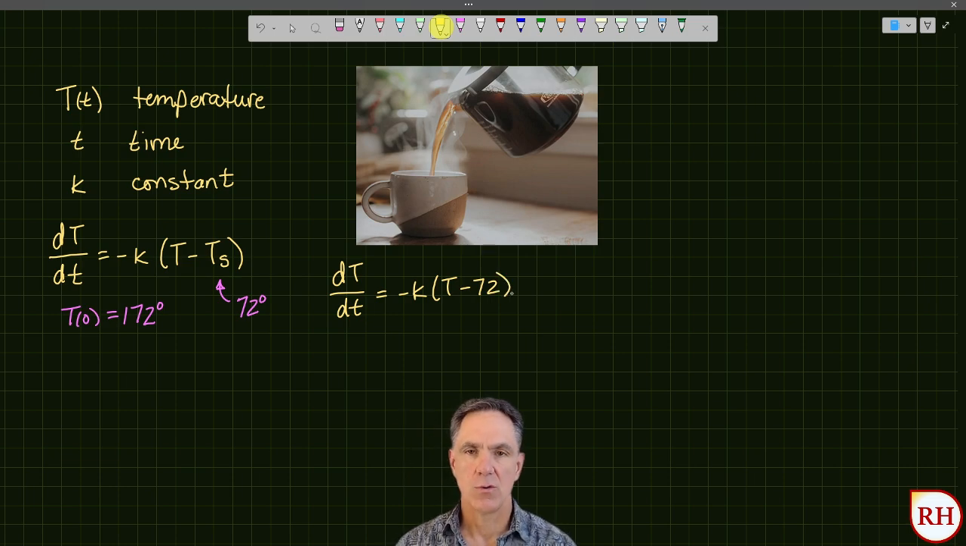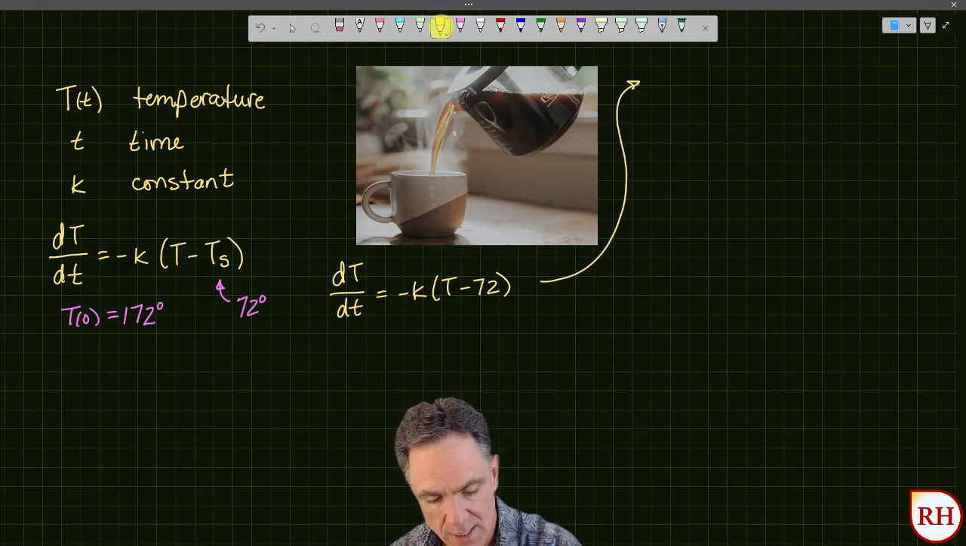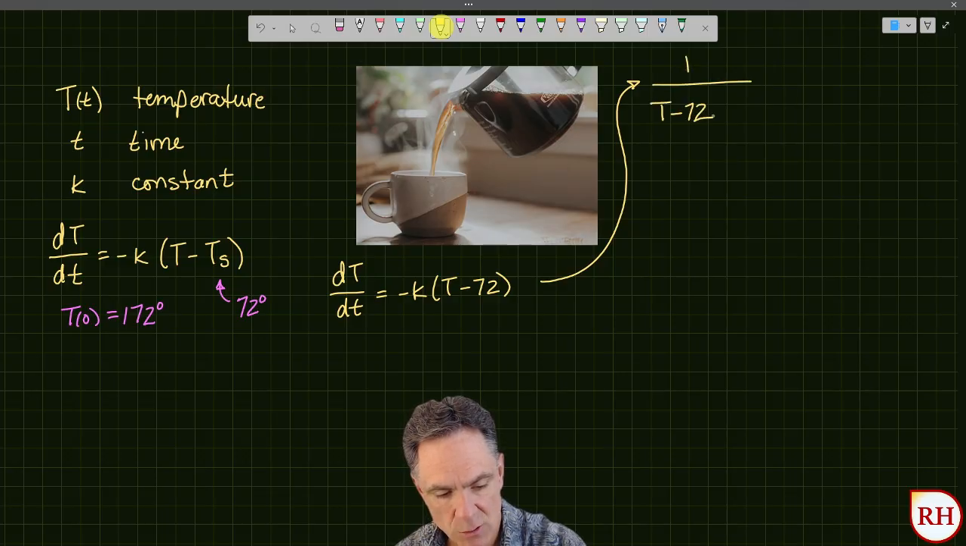And what we want to do is, if we have a rate of change from calculus class, what do you think of? You think about finding the antiderivative. You think about integrating. And that's exactly what we're going to do in this particular situation. So we're going to divide by T minus 72, and then we have the rate of change of temperature with respect to time over T minus 72 is equal to minus k.